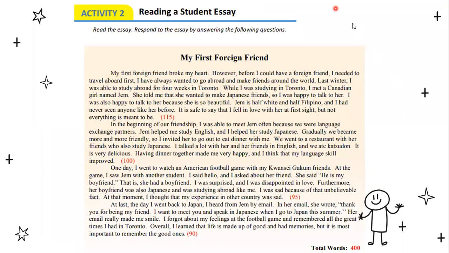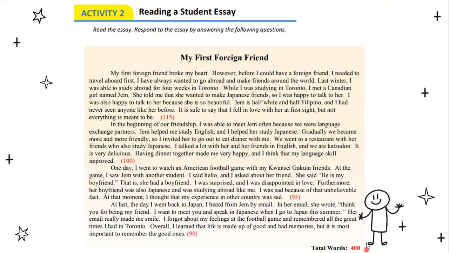All right, so here we have activity number 2. You're going to read the student essay and respond to the questions that are next. Now I will leave this for you. You will read it on your own. Just let me notice you. First paragraph is the introduction. Paragraphs 2 and 3 are the body, where we have the situation, the rising events, and the climax. And last paragraph is the conclusion. And here you have the word count.